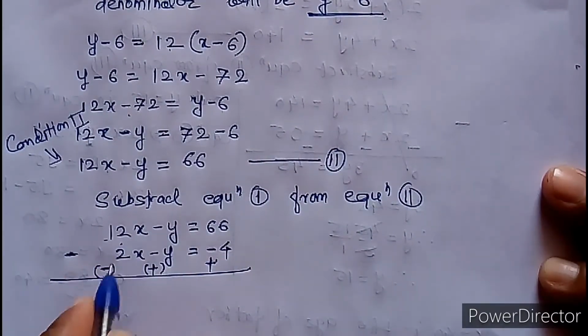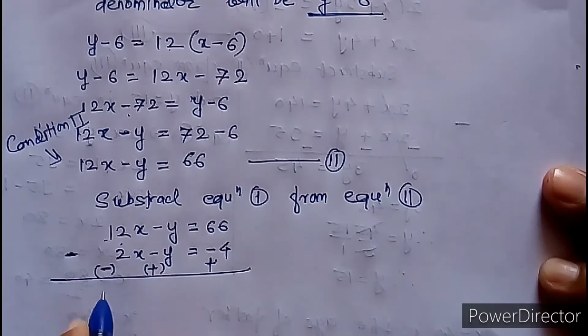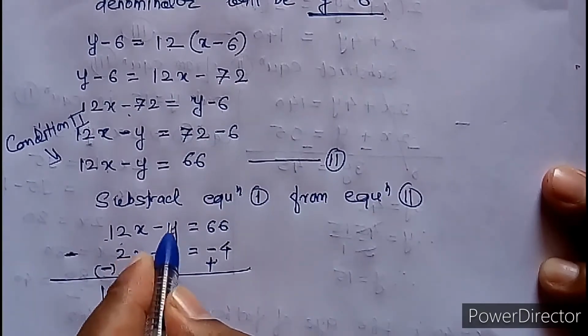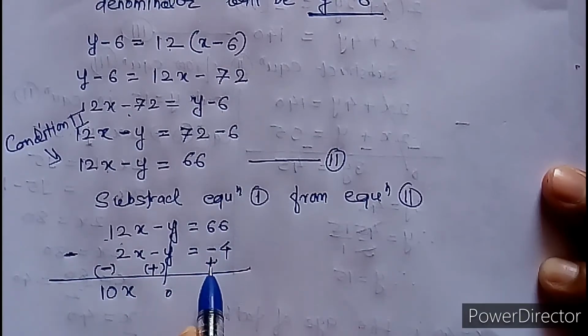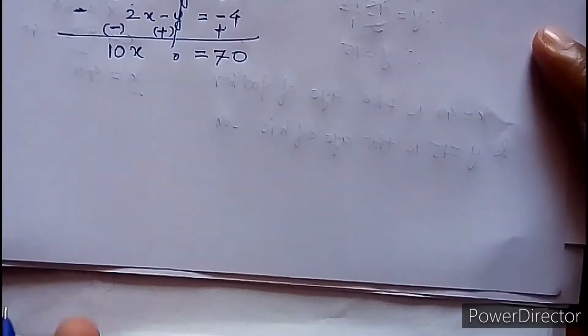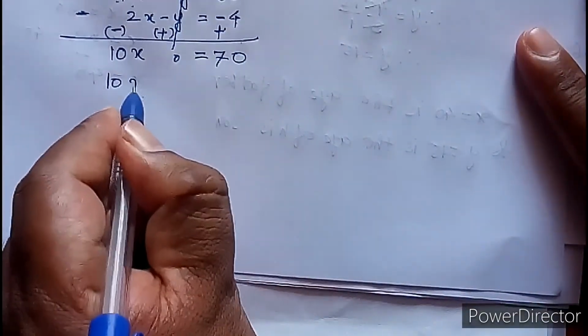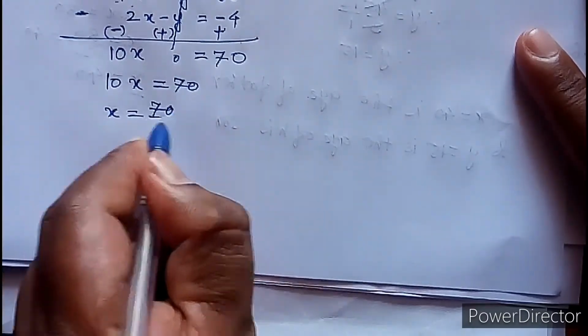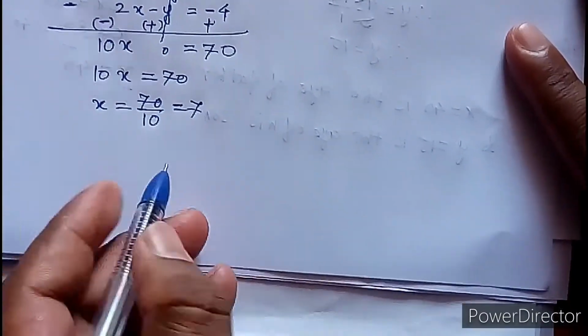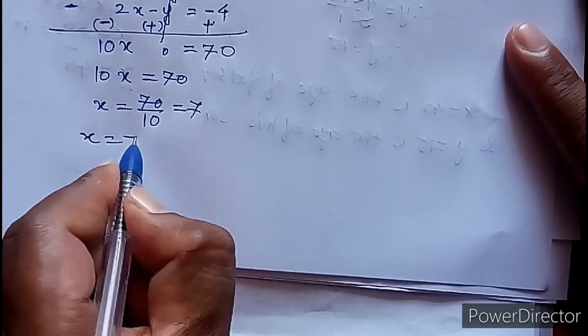Now 12x minus 2x is 10x, minus y plus y cancels, and 66 plus 4 is 70. Now we get 10x equals 70, then x equals 70 by 10, which is 7. So we get x equals 7.